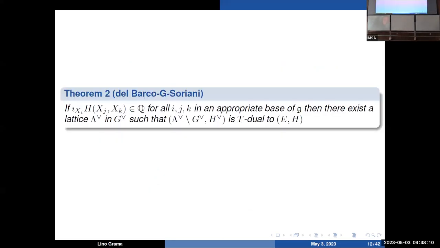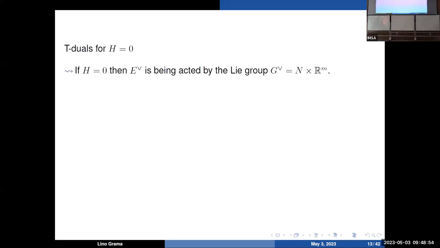Okay? And if you contract this 3-form by another element of the basis, which is rational for an appropriate basis of the algebra g, then there exists a dual Lie algebra, the dual nilpotent, such that this pair is T-dual to the initial one, okay? But now we need some rationality condition here for the integrate the Lie group.